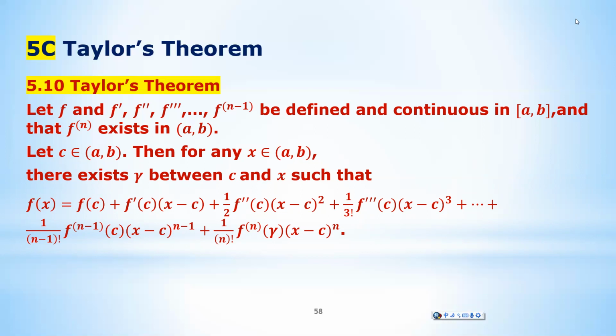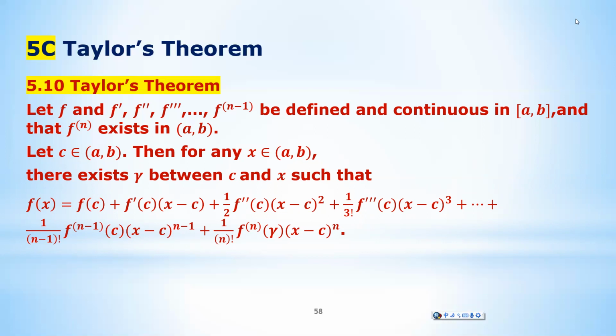Then the third term involves the second derivative, and the next involves the third derivative, until the (n-1)th derivative. They all involve c, okay? However, the last term is not just involving c, it involves gamma between x and c. The last term is considered an error term, okay? So what I have here is a representation of f(x) in terms of f(c) and its derivatives, with a certain error, which is given by the last term.